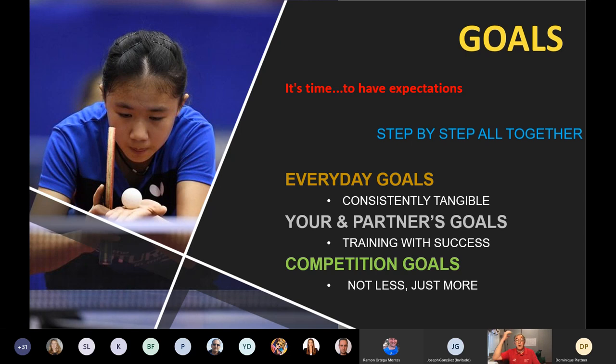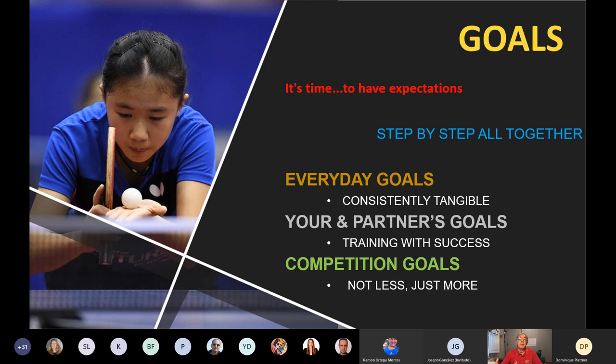I said at this stage, things come as a whole, in a flexible manner, so you have to deal with the players in many different ways. Then of course we have the everyday goals, your and partner's goals, and competition goals. When we have everyday goals, here you have something that we discussed maybe in the first lesson, if I well remember. It is the consistently tangible. So every day the player should have the feeling that he or she reached that particular goal.